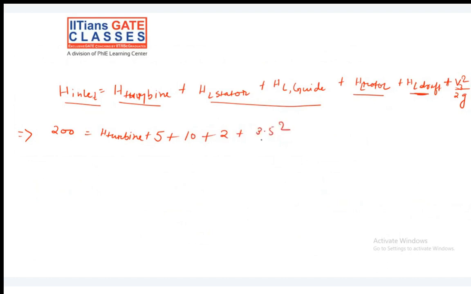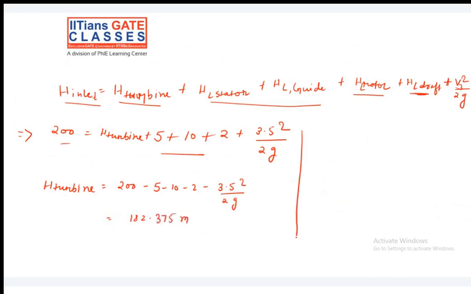So 3.5 whole square by 2g. You take the sum of these two, take the difference, and then you get the head developed by turbine. So head developed by turbine is equal to 200 minus 5 minus 10 minus 2 minus 3.5 whole square divided by 2g. So this value is equal to 182.375 meter.